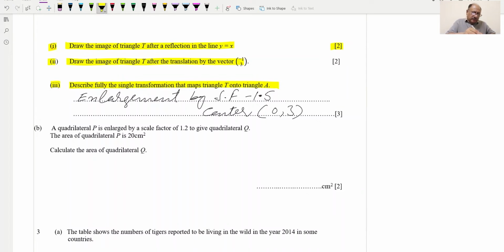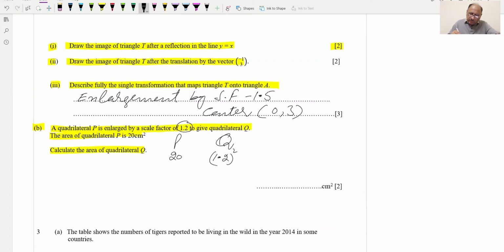Now B part says a quadrilateral P is enlarged by a scale factor 1.2 to give quadrilateral Q. So the area of the quadrilateral P is 20 centimeter square. Calculate the area of Q. So we have two quadrilaterals, one is P, the other one is Q. So area of P is 20 centimeter square, and this is enlarged by 1.2.